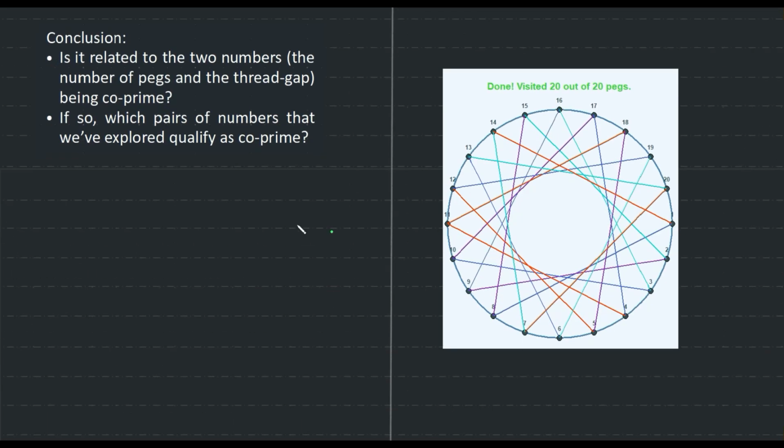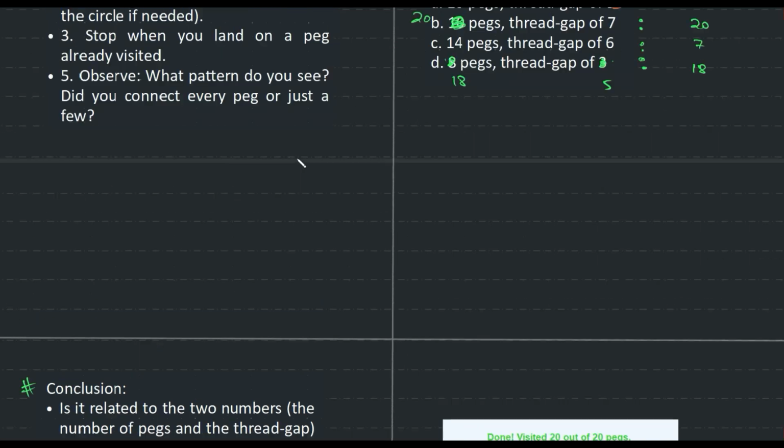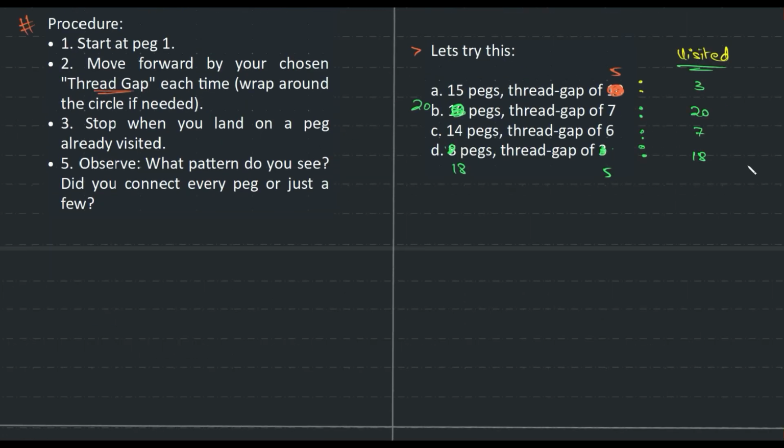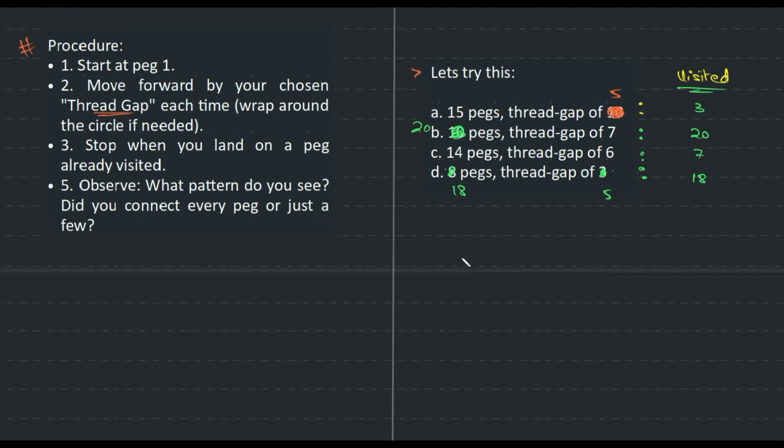Now, conclusion. Is it related to the number, that is the visit, is it related to the number being co-prime? If so, which pair of numbers that we explored qualifies as co-prime? So which pattern over here gives us co-prime? Which set of numbers are co-prime and what is the pattern is the question basically.